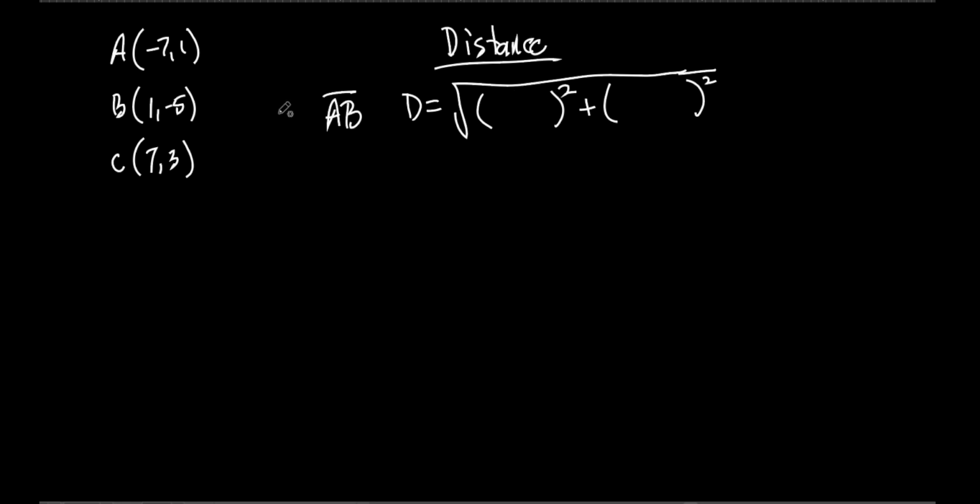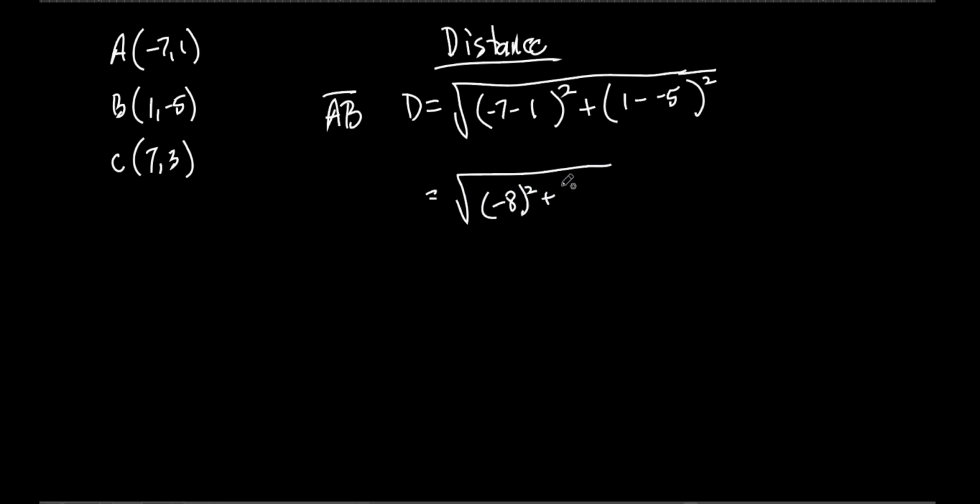So subtract the x's on AB. So what do we got? Negative 7 minus what? 1, okay? And let's do the y's over here. So it's 1 minus negative 5. It's kind of the same math as we did for the slope, right? Because we subtracted the y's and we subtracted the x's, yeah? But we're doing a little bit more to it. So what's this? Negative 8. And then we're going to square it.